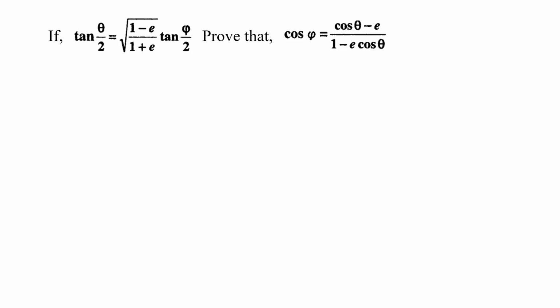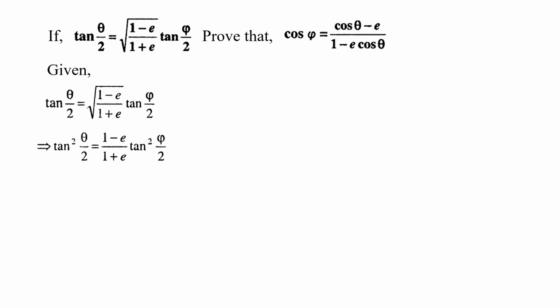Now the procedure of solution. Given tan theta by 2 equal to root over ((1 minus e) by (1 plus e)) tan phi by 2. Squaring both sides, we get tan square theta by 2 equal to (1 minus e) by (1 plus e) tan square phi by 2.